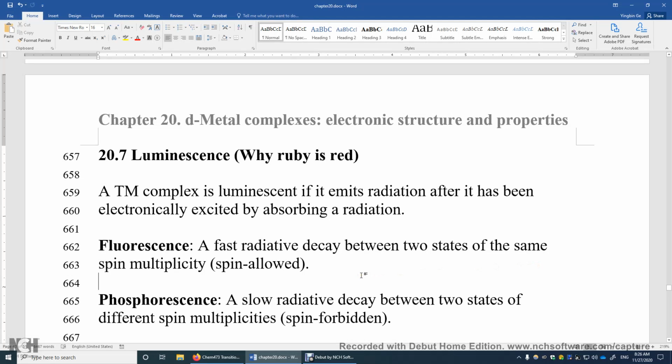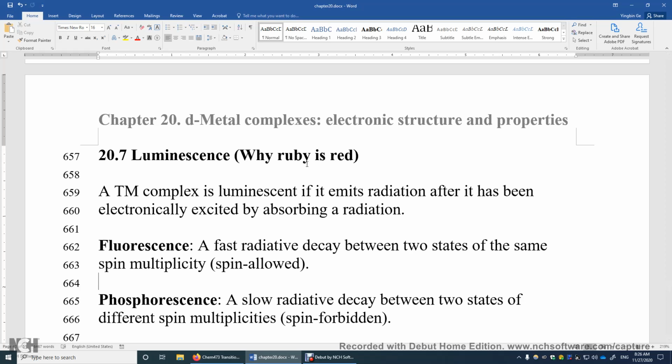Section 20.7 Luminescence. A transition metal complex is luminescent if it emits radiation after it has been electronically excited by absorbing radiation. One example is ruby. In ruby, mostly it's aluminum oxide, but some aluminum 3+ is replaced by chromium 3+.